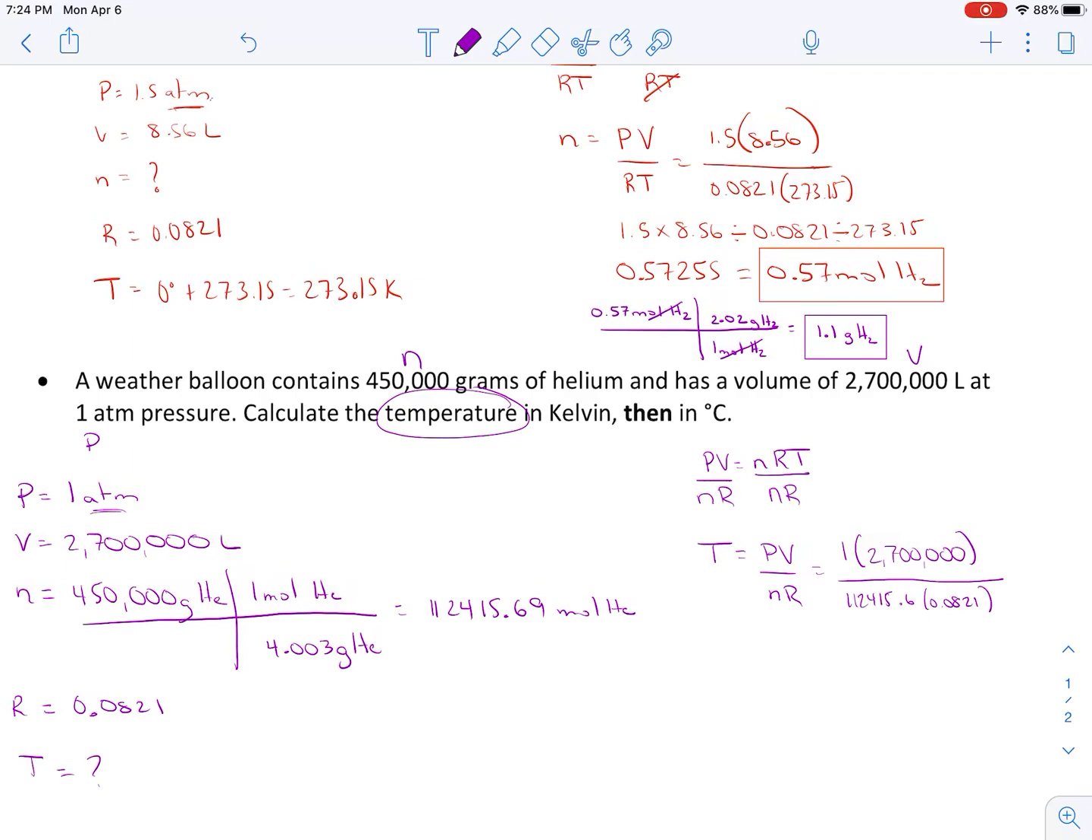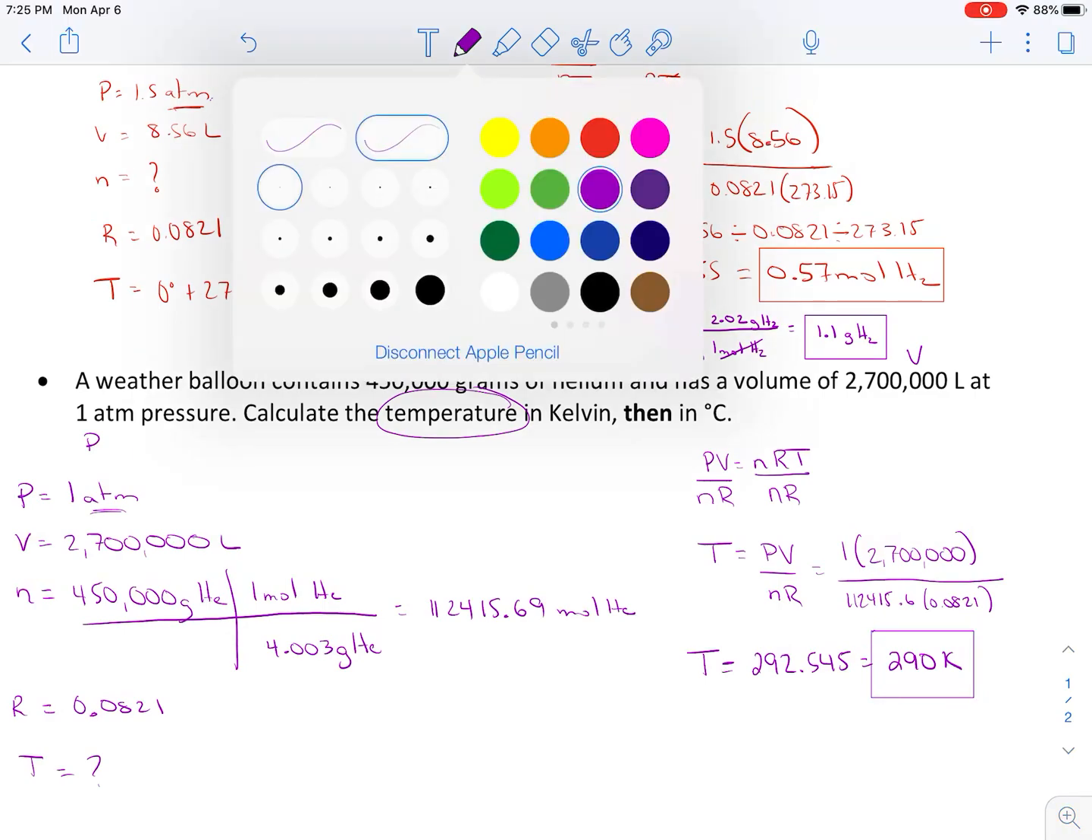All right, we finished typing that in. Our temperature in Kelvin, remember this gives it to us in Kelvin. When we find T in any of these problems, it's always going to be in Kelvin. So that gives us 292.545. If we go to sig figs, we have 1, 2, 1, 2. So we're going to say 290 Kelvin. That's part 1. So we've got 290 Kelvin.